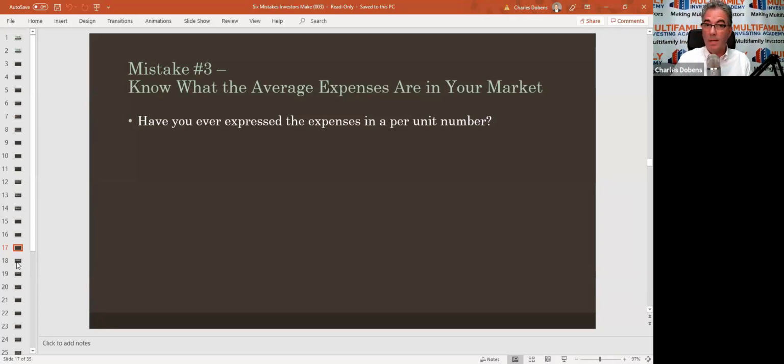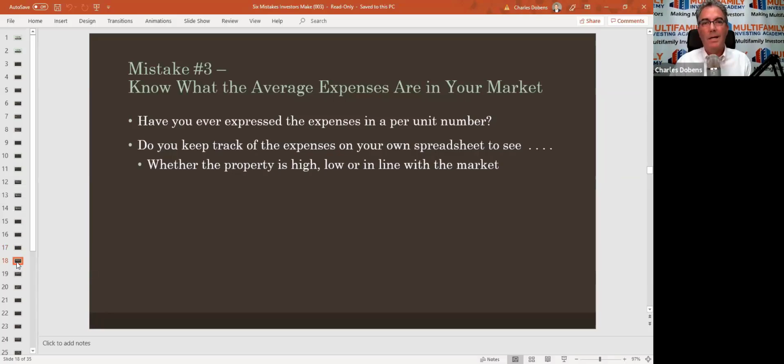Hey, a value play. We can increase the rents if we do this light rehab. But what do you do on the expense side? How many times have you looked at the expense side and really broken it down to know, if I can just adjust this one particular category of expenses, that's going to save me a lot of money.